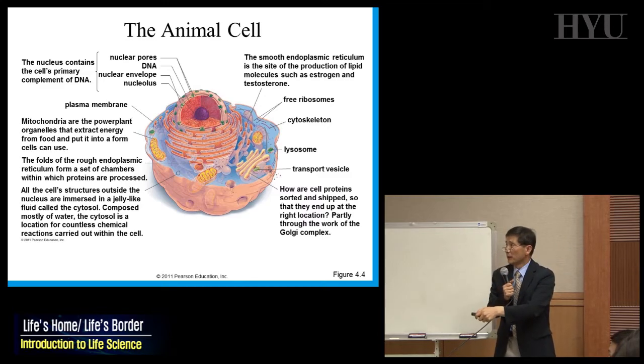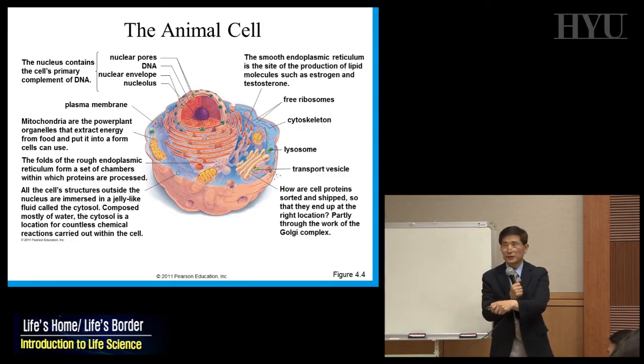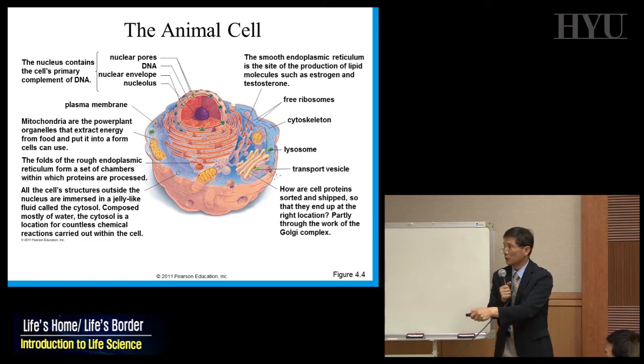Now the outside is the plasma membrane, the boundary. Then there are a few organelles, small organs inside the cell. This one, what does it look like?